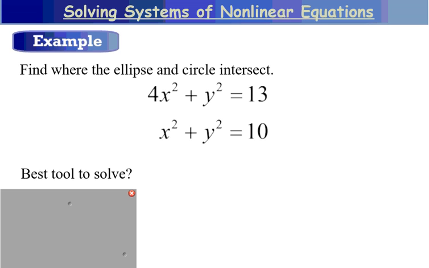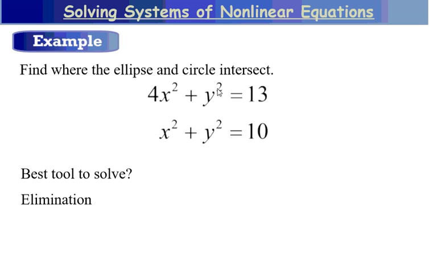This one, again, is an ellipse and a circle, asking where those two are going to cross. Which tool do you think would be best to solve this one, substitution or elimination? I hope you'd say elimination because you notice the y is already matched up and I can't really easily get x or y by itself without trying to take a square root. So I'm going to use elimination.